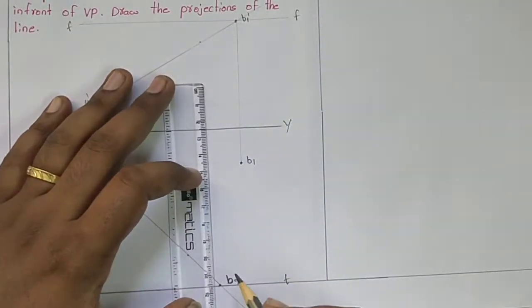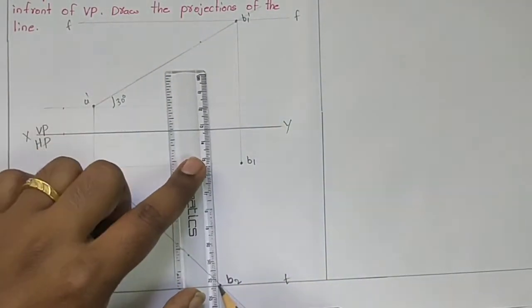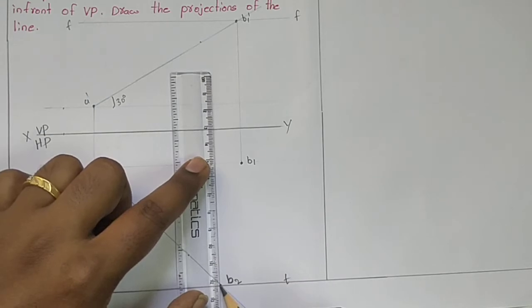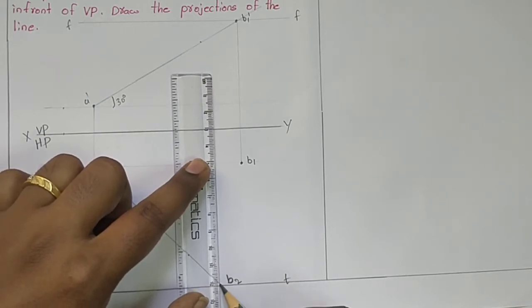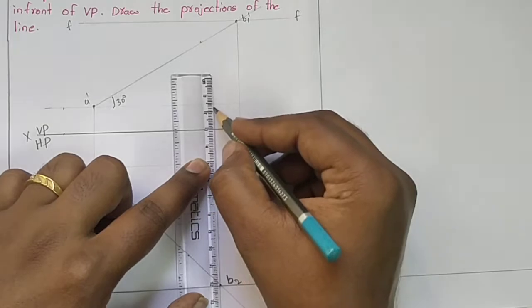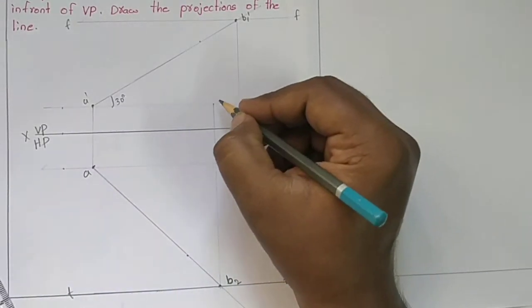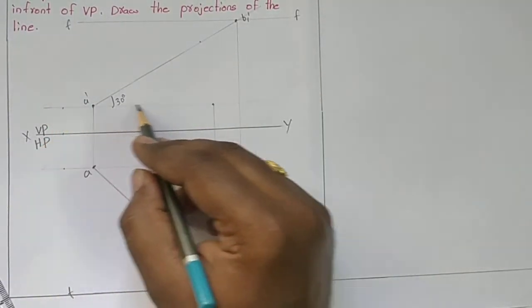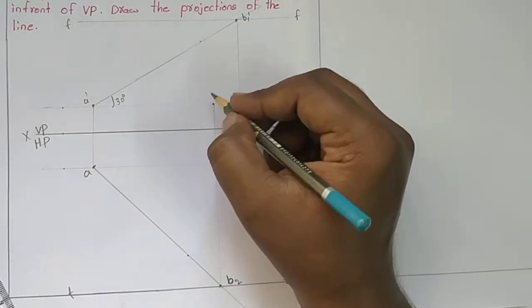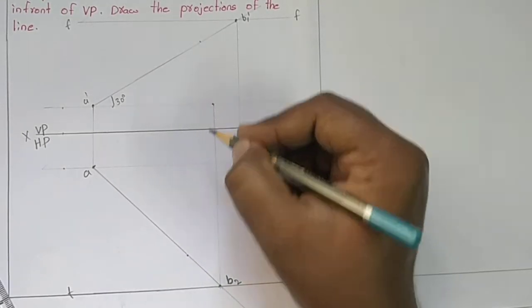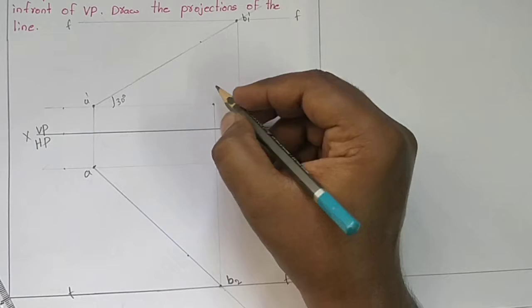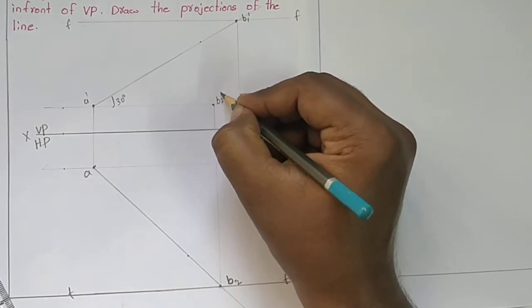Next, similarly, from B2 draw one perpendicular to the XY up to the locus of A dash. On this line you have to mark the position. Here it is B2, so in front view it is B2 dash.